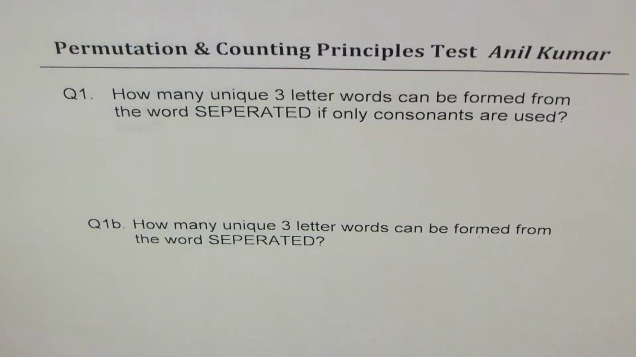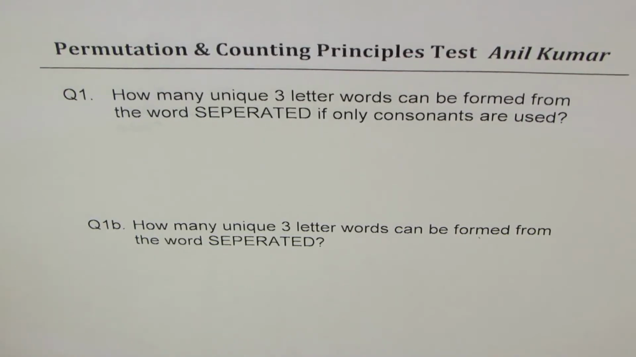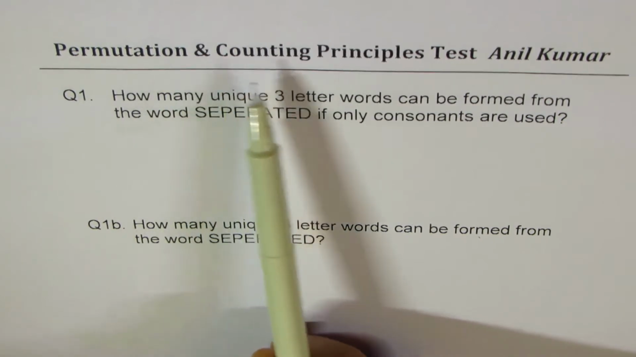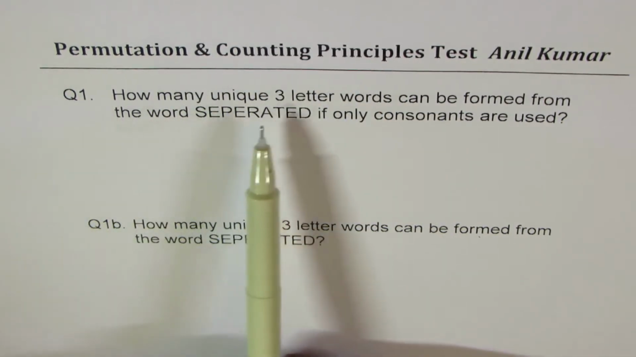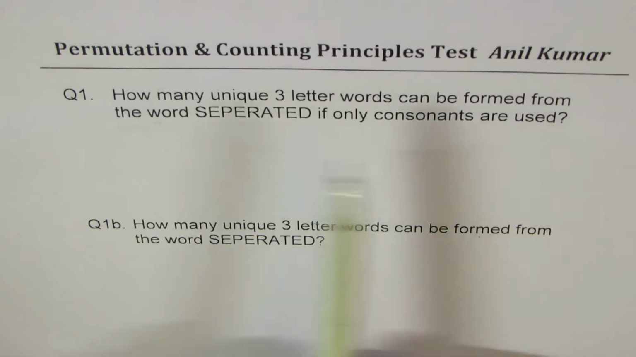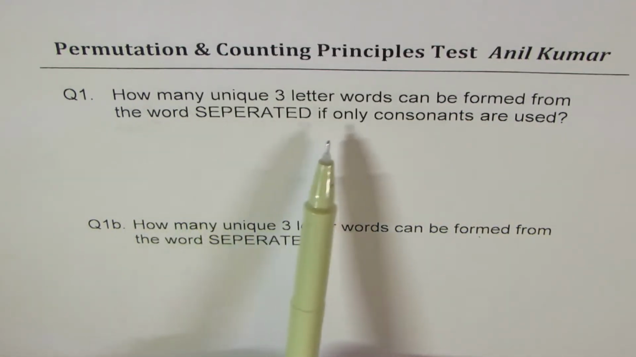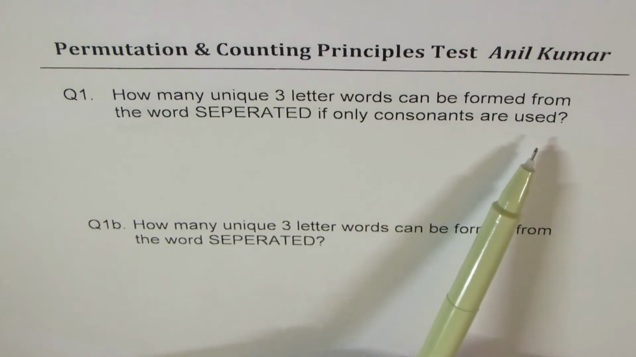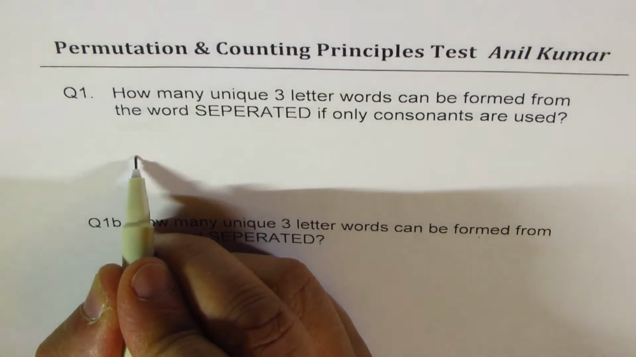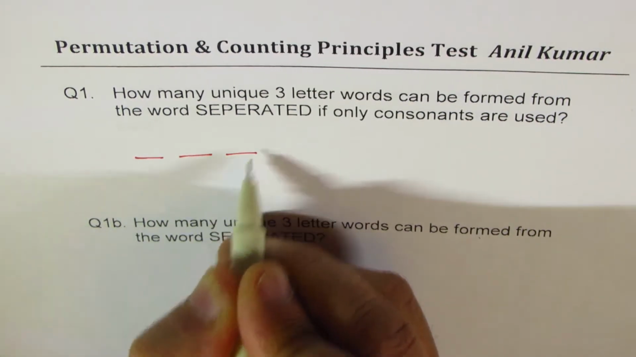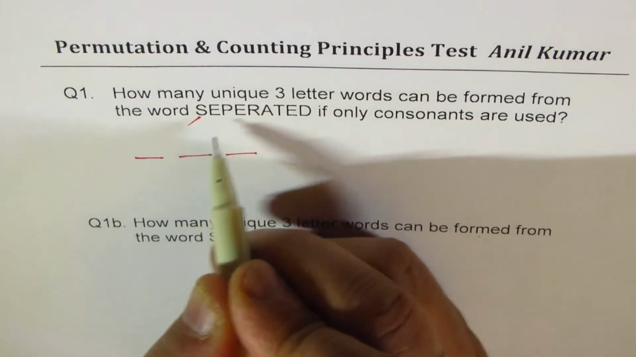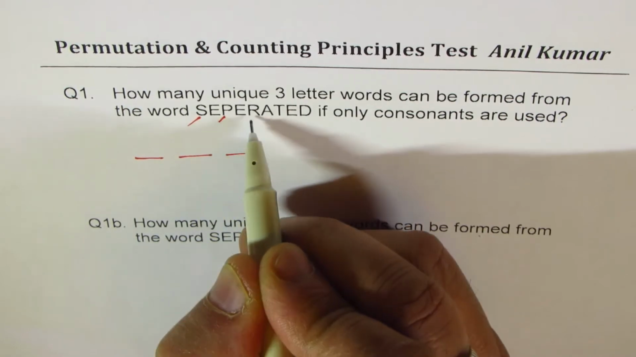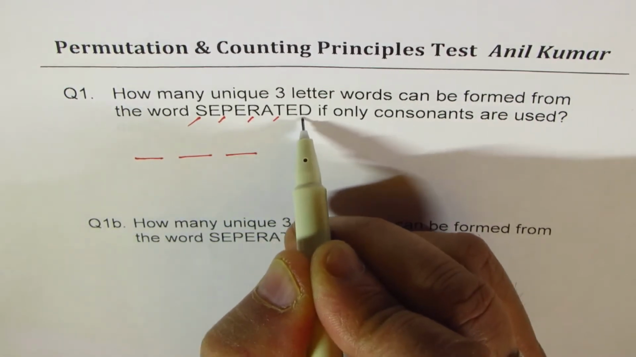Now let us try to understand the solutions and also the concepts, how to solve such questions using permutations and counting principles. Question number 1. How many unique 3-letter words can be formed from the word separated if only consonants are used? So we are looking for 3-letter words. So these are the 3 positions to be filled. And we want to use only consonants, so we have S, E is a vowel. So these are the consonants.